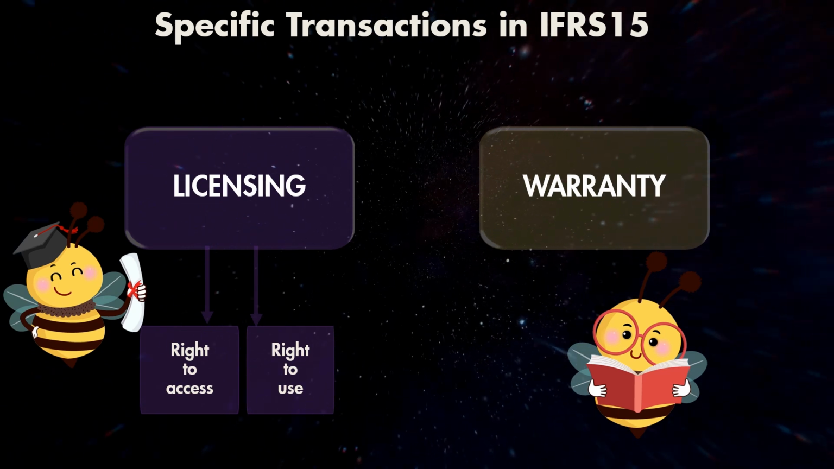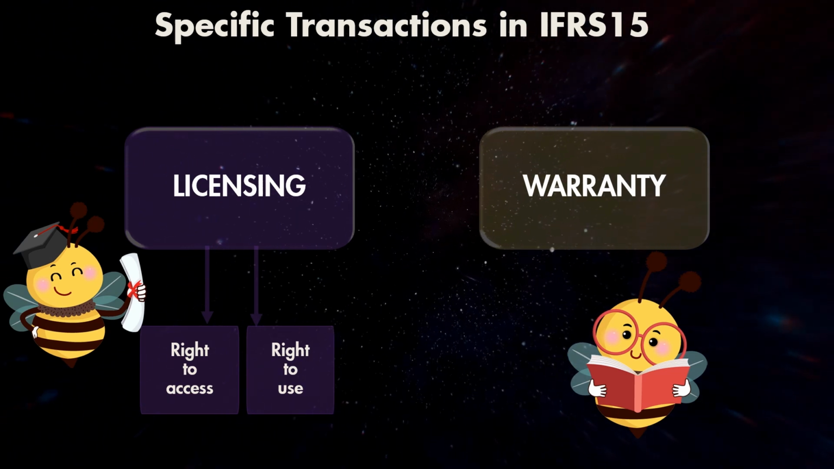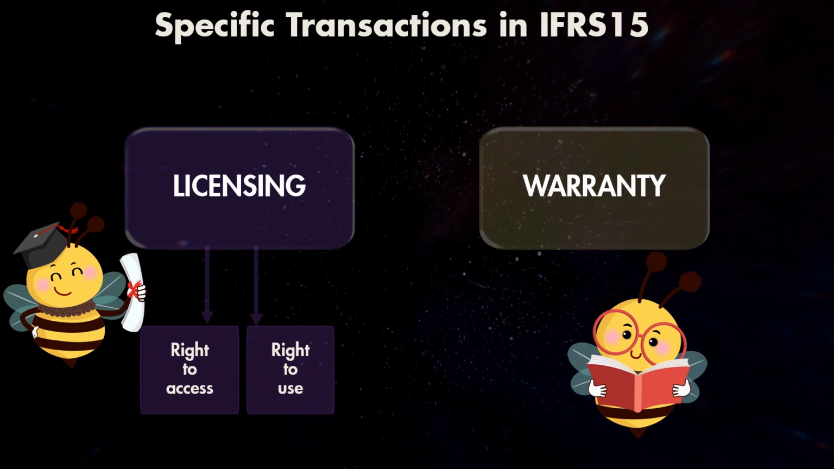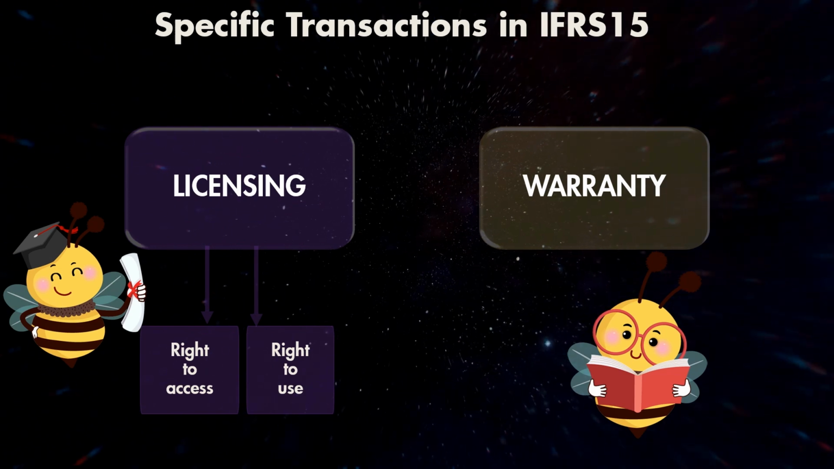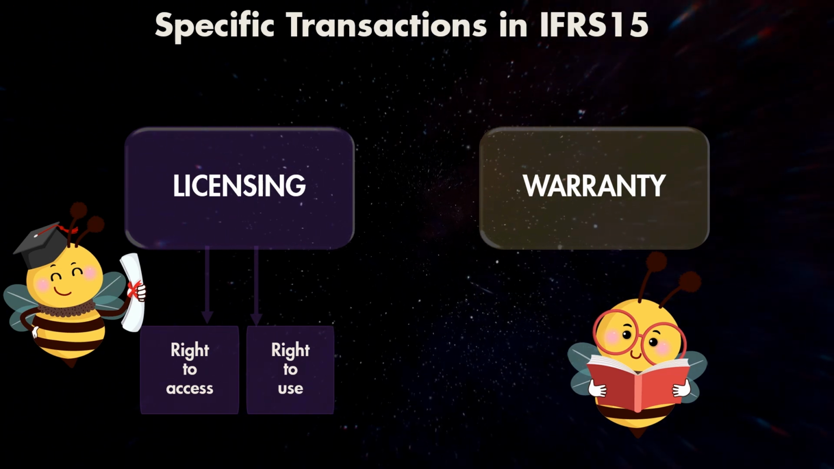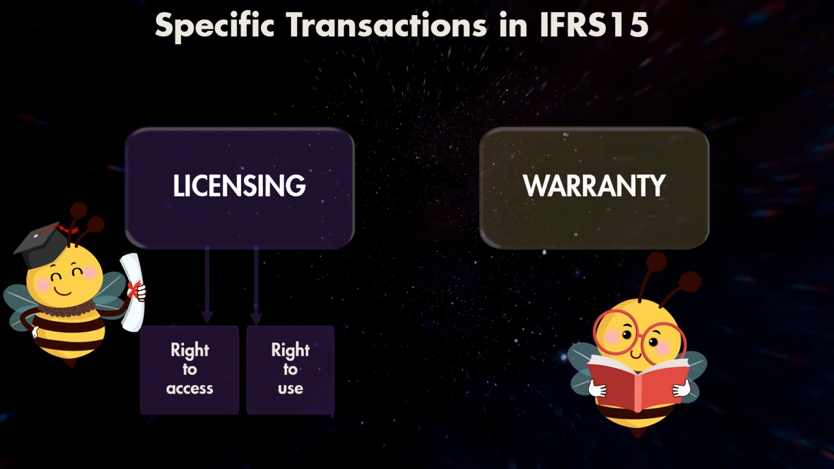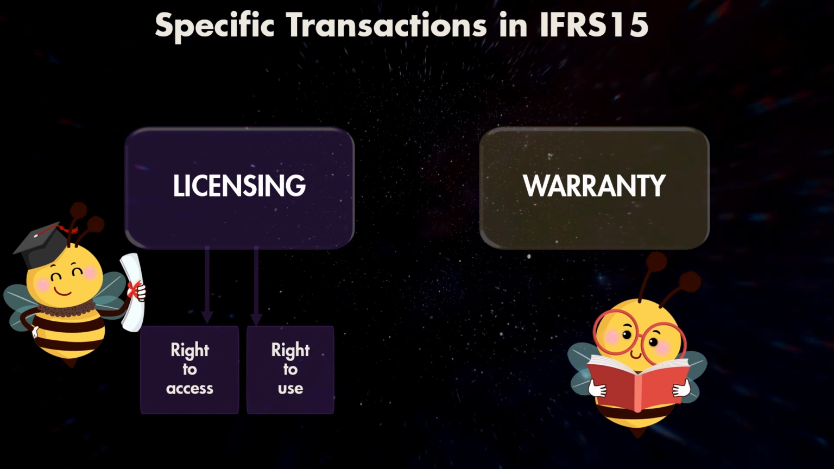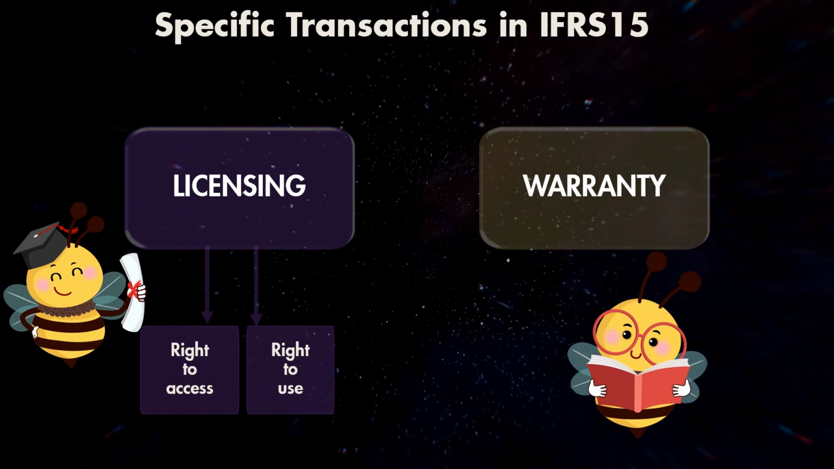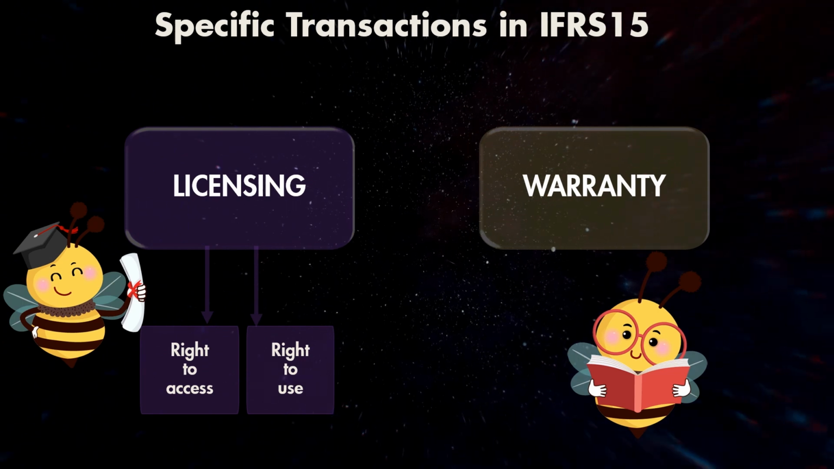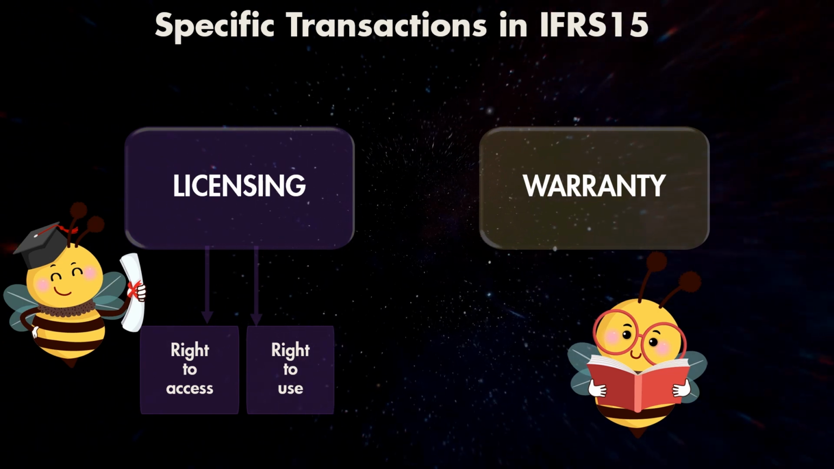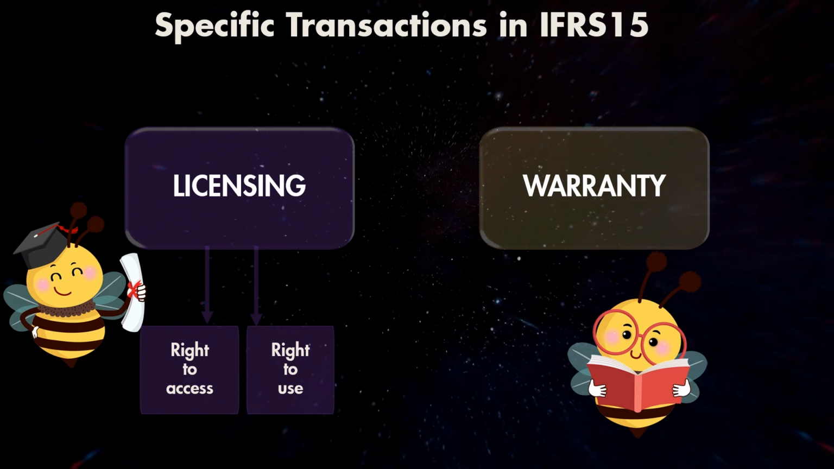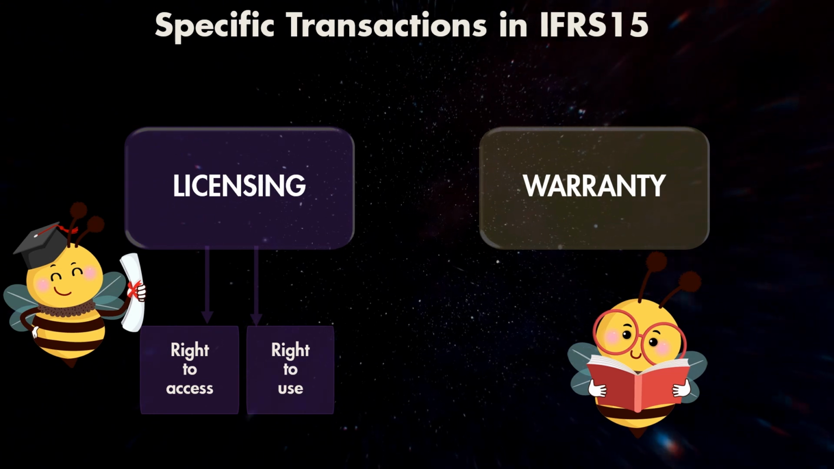Moving on to the other special transaction, that is warranty. In case of an option to purchase extended warranty, that is, the warranty is purchased separately by the customer, then the warranty is distinct. This should be recognized as a separate performance obligation. If a customer doesn't have the option to purchase the warranty separately, on the other hand, an entity shall account for the warranty in accordance with IAS 37, that is provisions, contingent liabilities and contingent assets.